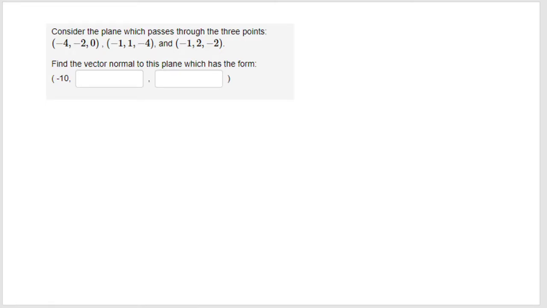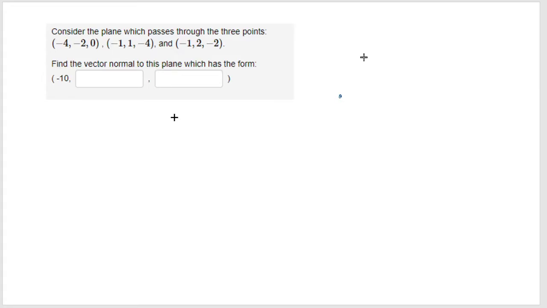Suppose you have 3 points and there's a plane passing through it. Now, one of the things that you need to figure out in order to write down the equation of the plane is the normal vector, right? So the question is, what's the normal vector to this plane?